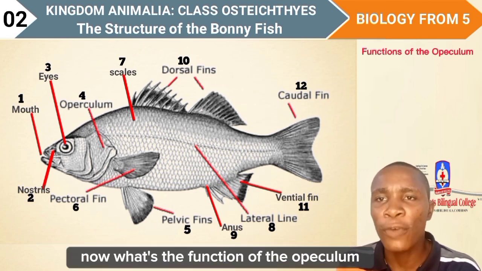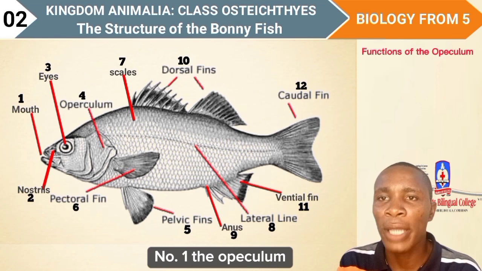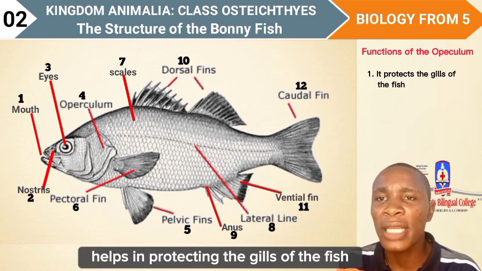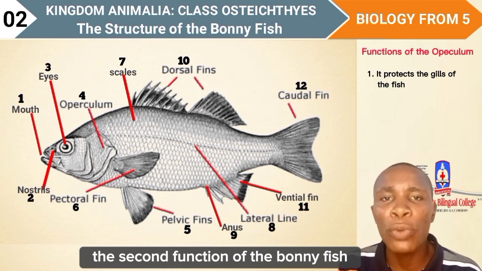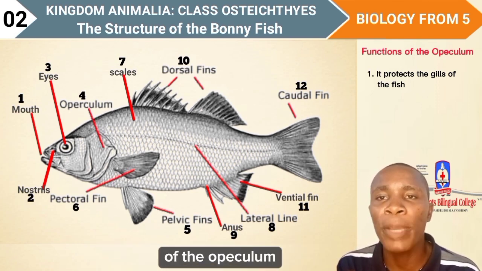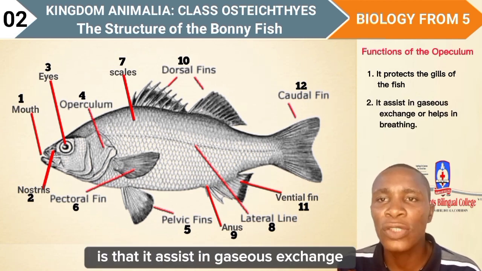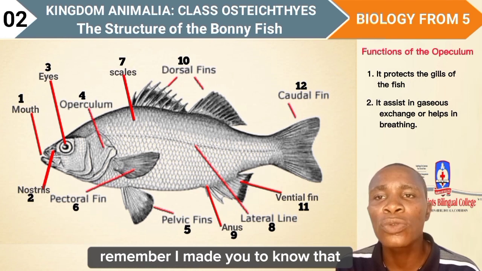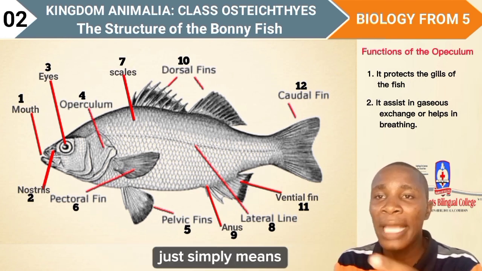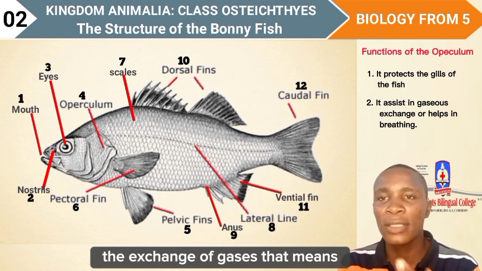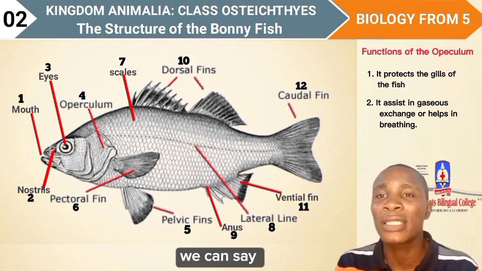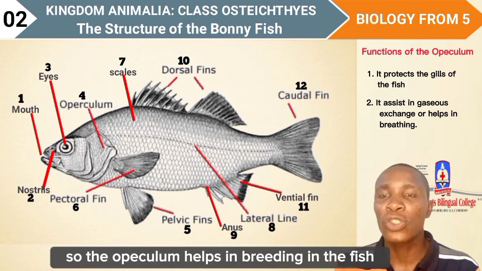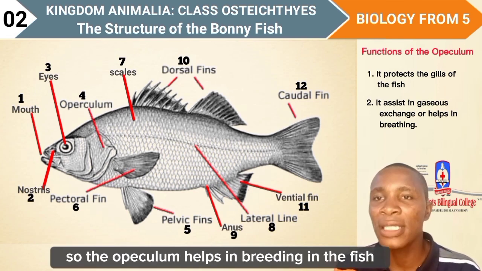Now, what's the function of the operculum? Number one, the operculum helps in protecting the gills of the fish, which is the main respiratory organ in the fish. The second function of the operculum is that it assists in gaseous exchange. Remember, I made you to know that gaseous exchange just simply means the exchange of gases, that means oxygen and carbon dioxide. So, in other words, we can say gaseous exchange is breathing. So, the operculum helps in breathing in the fish.